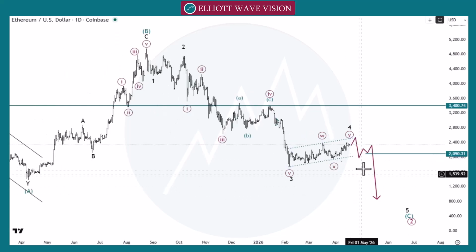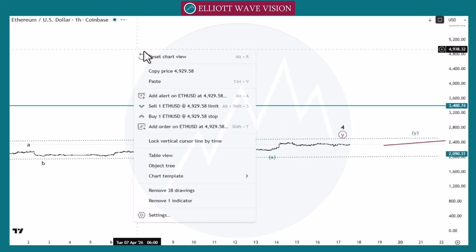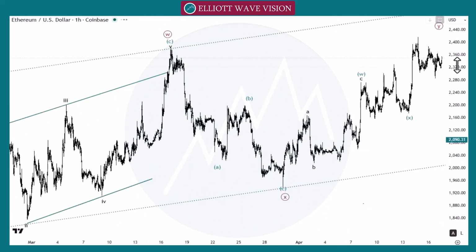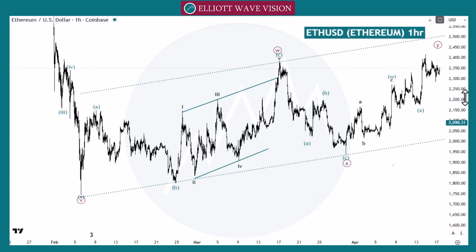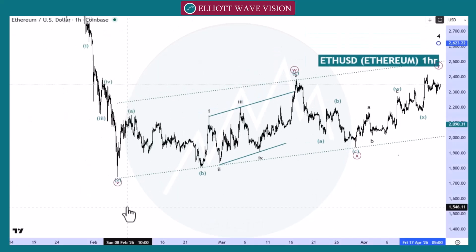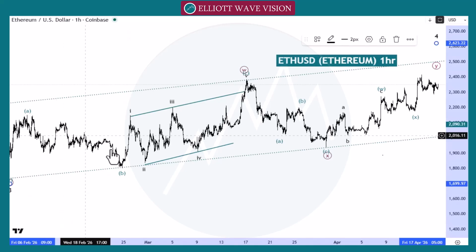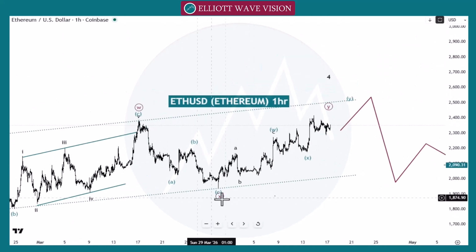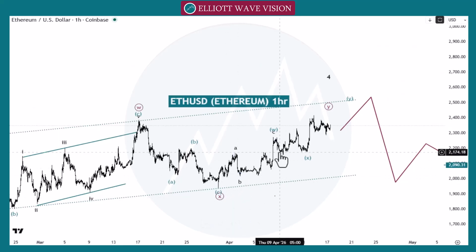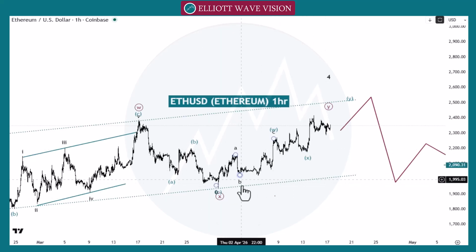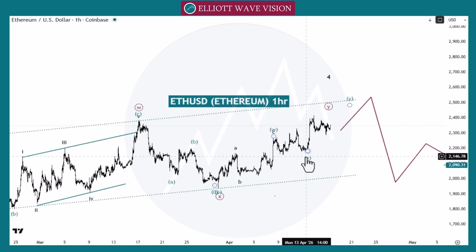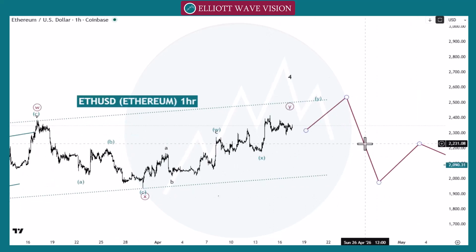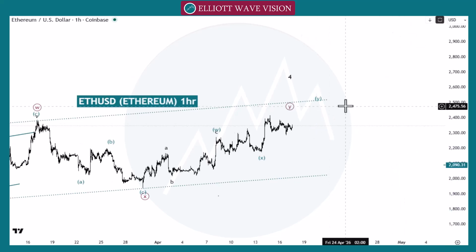So let's check the possibility in 1 hour time frame. So in 1 hour time frame, we count this structure after this black wave 3 as a B, C, brown wave W, then brown wave X. After this wave X, market gives us the overlapping waves, overlapping move. So we count this move as a B, C, W, then X at this point. Now we are looking for the bullish move towards the 25.